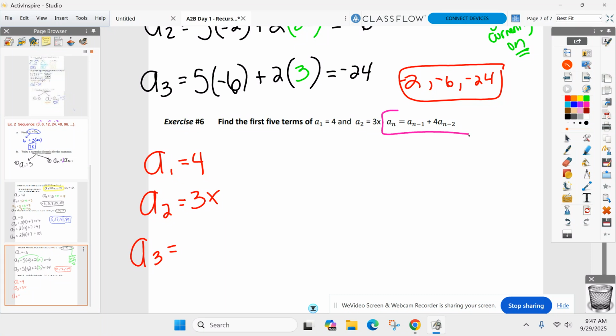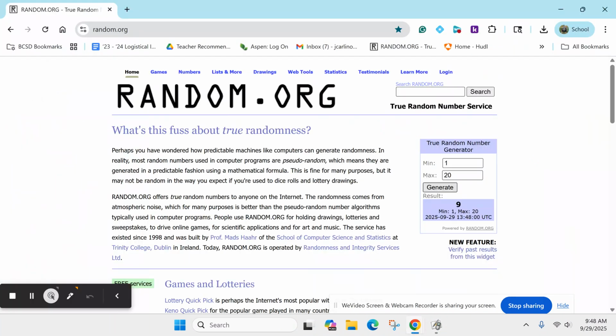Here's how we're going to find the third, fourth, and fifth term now. Here we go. Take a deep breath. I'm going to help you out. All right, who's up? Here we go. Sierra, you got this one.